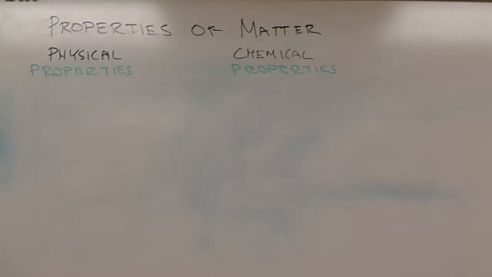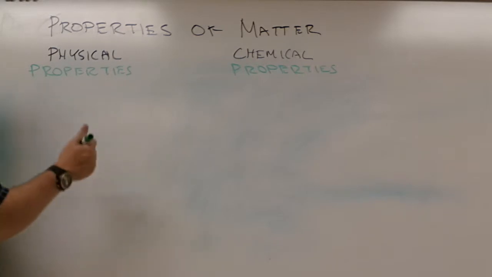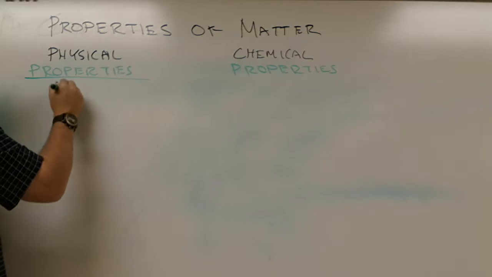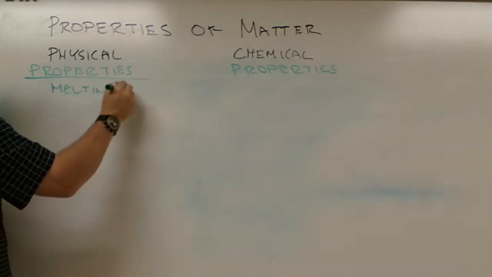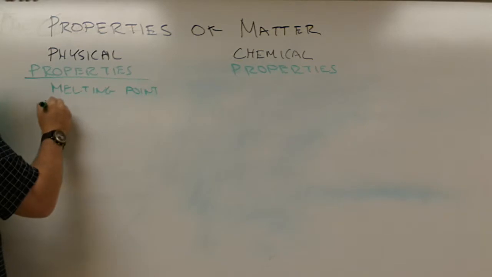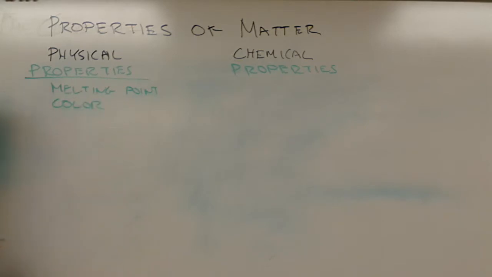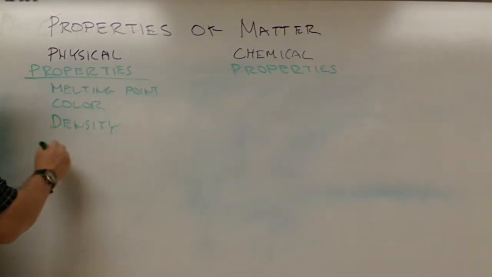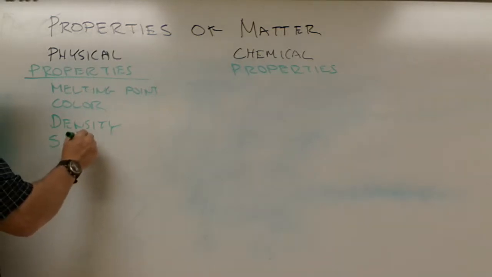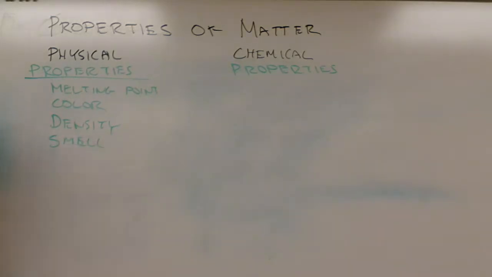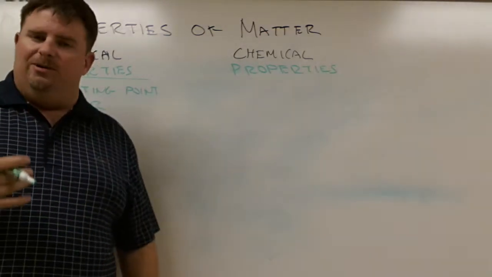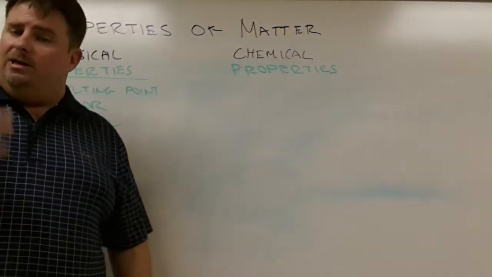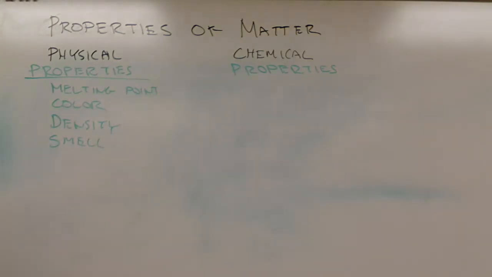Physical properties are easy to think about. Examples of physical properties that we've got are melting point, color, the color of a material, the density of a material, the smell of a material. All of these things are physical properties. So if I open a bottle of pyridine, I'll be able to smell that and say, oh yeah, that's pyridine. It's got a very distinctive odor.